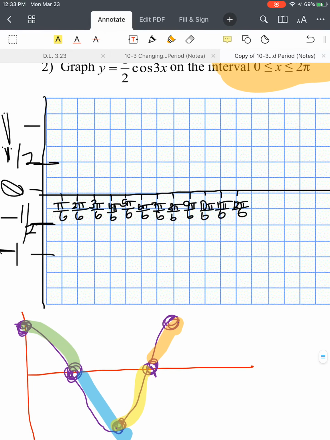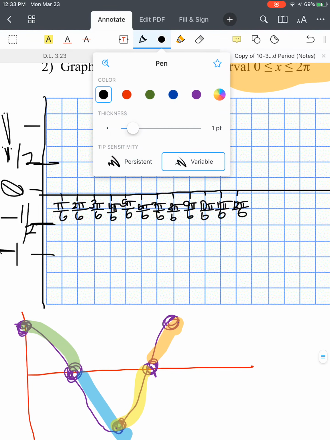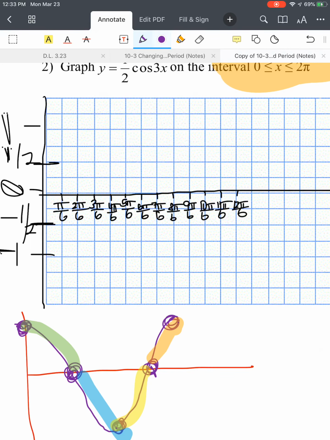Okay, so now let's graph our cosine. Okay, so cosine starts at the highest. So in this case, that's a half. So that's going to go here. Then at the next critical value, it goes down to the midline. Then at the next critical value, down to the lowest, midline, highest.